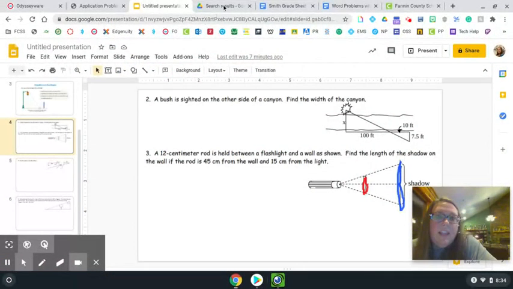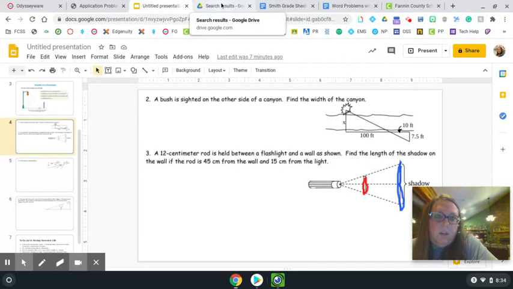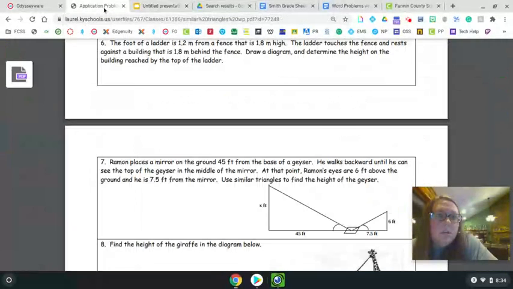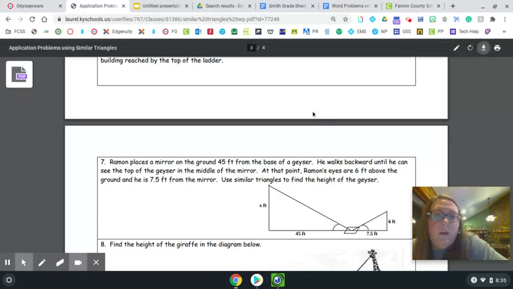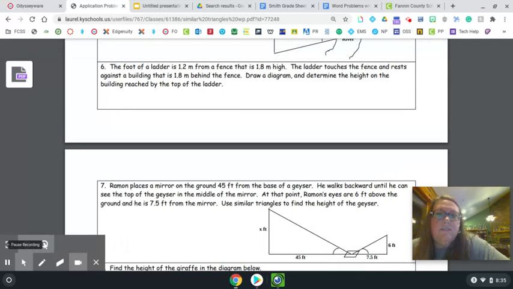All right, the last one that I want to go over with you is right here. The foot of a ladder is 1.2 meters from a fence that is 1.8 meters high. The ladder touches the fence and rests against a building that is 1.8 meters behind the fence. Draw a diagram and determine the height on the building reached by the top of the ladder.